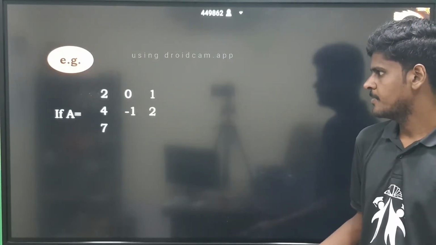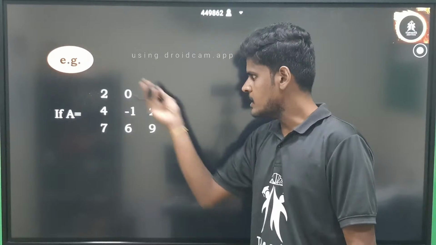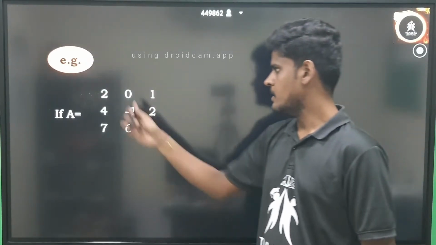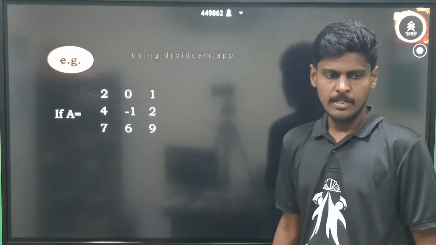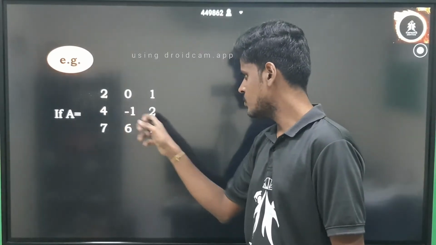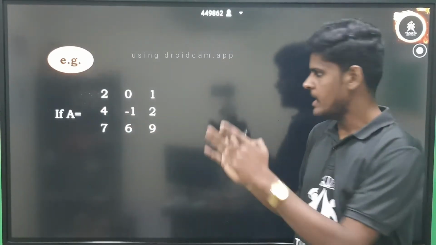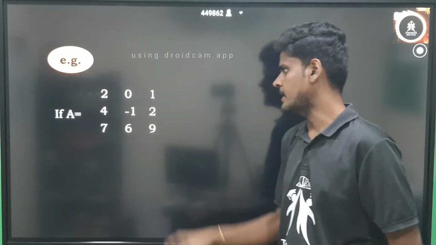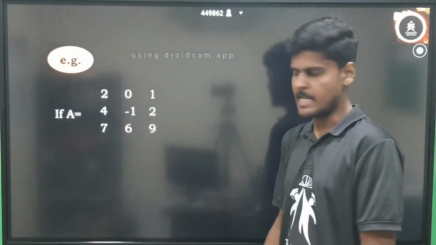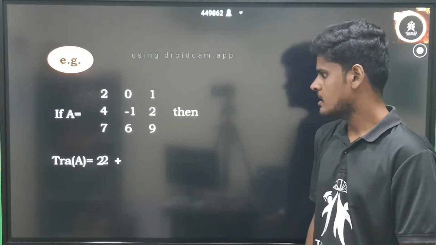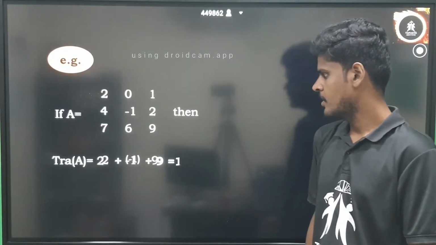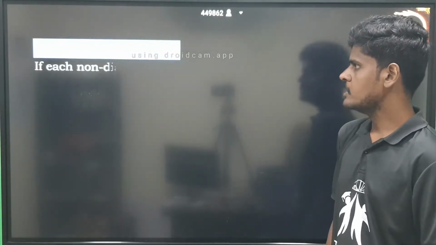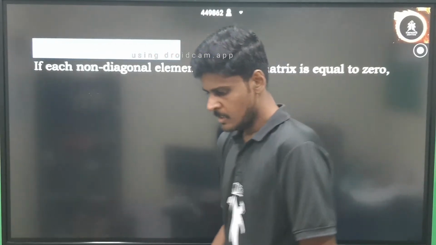Example, this is a matrix given as such, and what is the trace of this matrix? Trace is nothing but we have to add these values, that is 2 minus 1 plus 9. Don't take the absolute value, just add whatever is inside, that is 2 minus 1 plus 9, that is 1 plus 9, 10. So trace is 10.